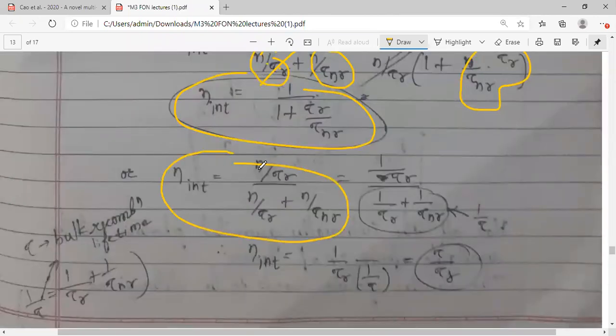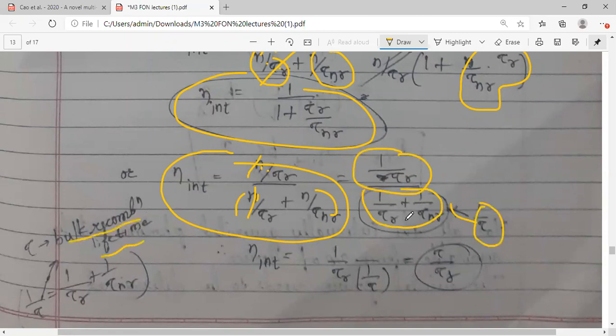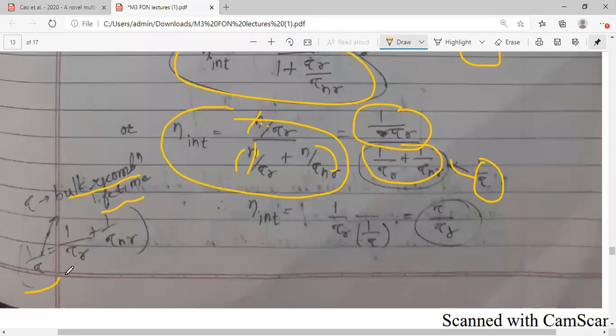Starting from this, what I can do, n will be cancelled, right? If I take in the denominator term n common, this n and this n get cancelled. 1 by tau r divided by this. And this denominator term, we call it bulk recombination lifetime altogether. We call it bulk recombination lifetime: 1 by tau is equal to 1 by tau r plus 1 by tau nr.